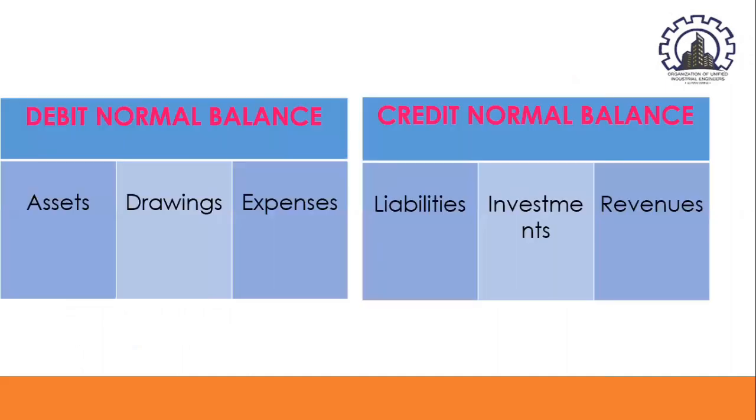Now, it is very important that as a learner, you should know the normal balance of the account. But what is meant by the normal balance of the account? Now, if we say normal balance of the account, it is the increase side of the account. And therefore, if there is an increase in the company's assets, drawings, or expenses, then you have to debit the account. Conversely, if there is a decrease in company's assets, drawings, and expenses, you have to credit the account.